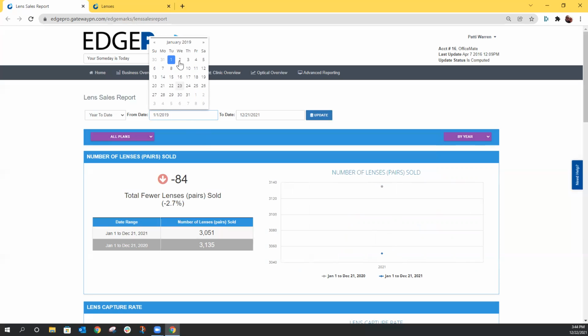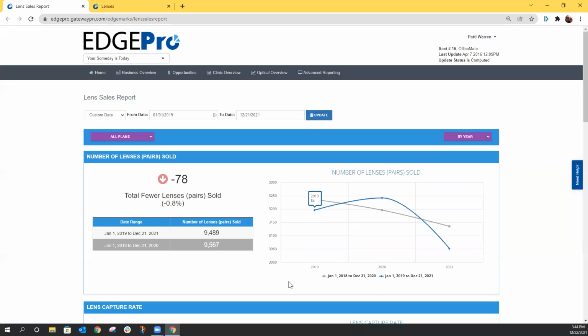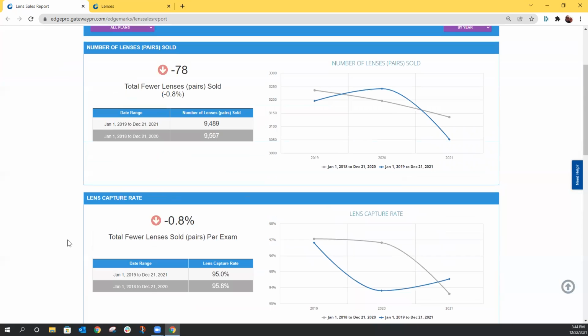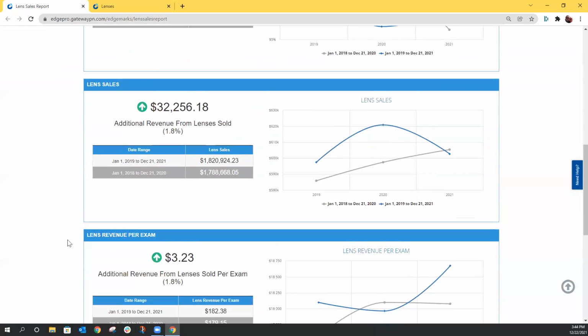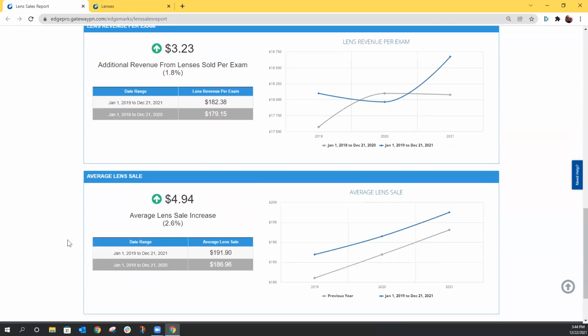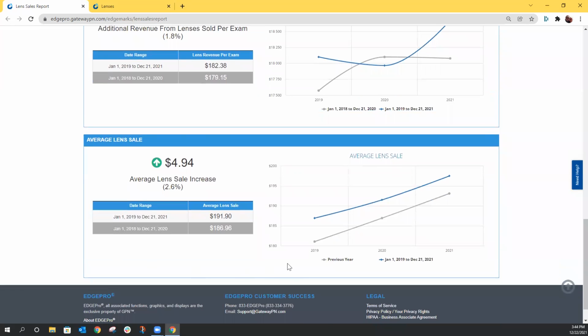I could change it to 2019. When I hit my update button, I am now comparing 3 years side by side. So we can see, what are those trends over time? I like to think of this page when I think about those spending habits of my patients. So I'm going to scroll down here to that average lens sale, and let's see how it changes. So we can see in 2019, our patients were spending about 181.